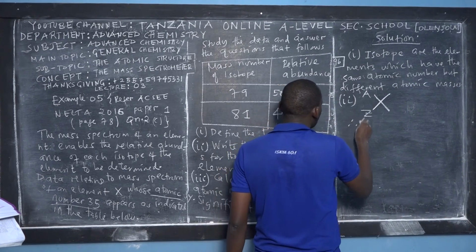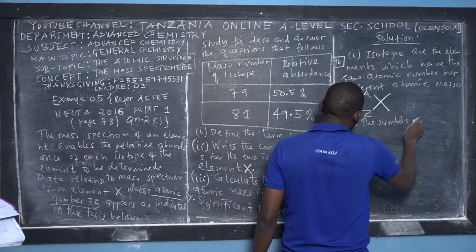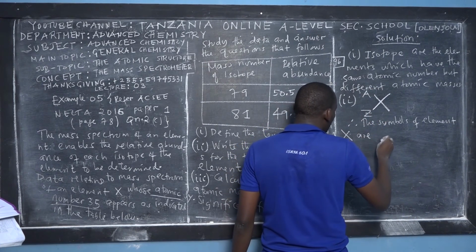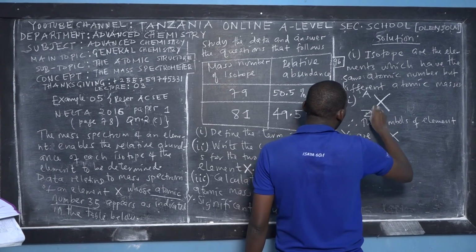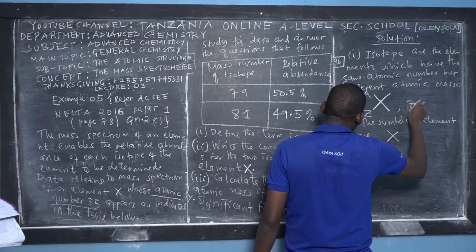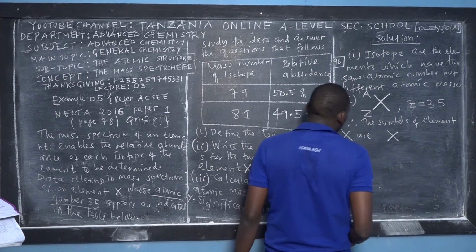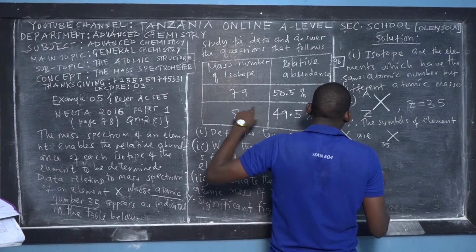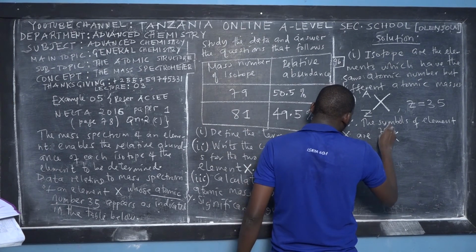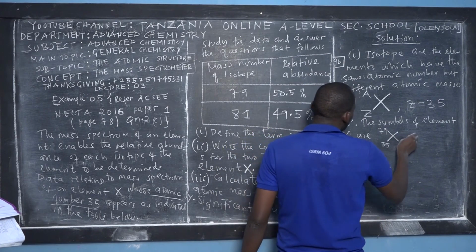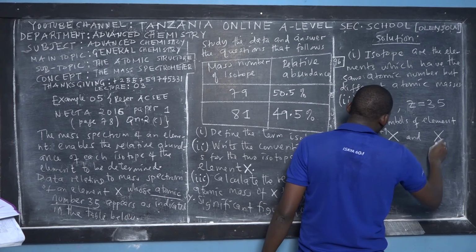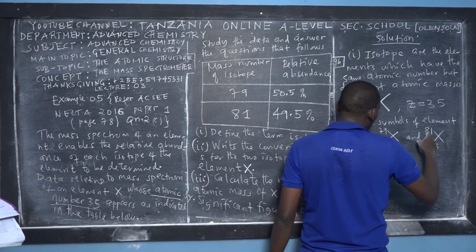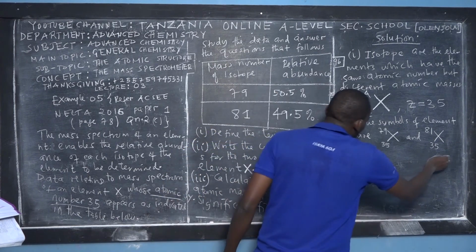So we say that the symbols of element X are these. For this case, remember we have been given that they have the same atomic number of 35. So this is 35, and this is the atomic mass for the first isotope, which is 79. And also we have another conventional symbol with atomic number of 35 and atomic mass of 81. So this is the response for that question.